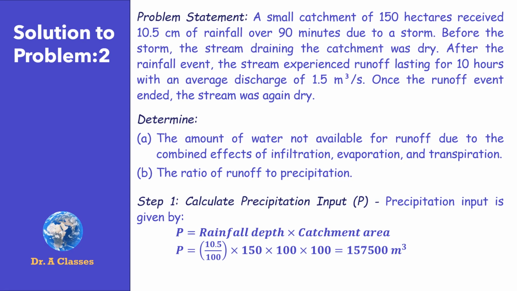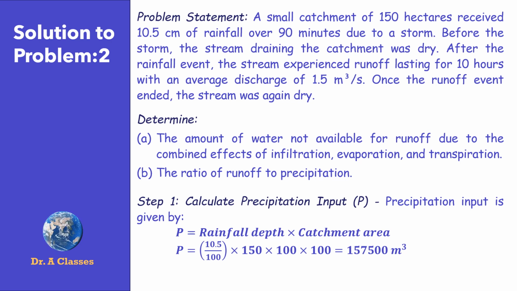Problem statement. A small catchment of 150 hectares received 10.5 centimeters of rainfall over 90 minutes due to a storm. Before the storm, the stream draining the catchment was dry. After the rainfall event, the stream experienced runoff lasting for 10 hours with an average discharge of 1.5 meter cube per second. Once the runoff event ended, the stream was again dry.